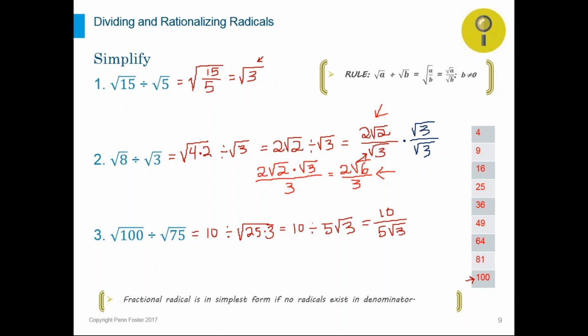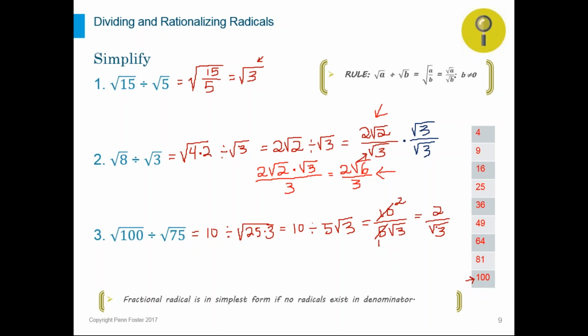So 10 divided by 5 square root of 3. The only thing I see that we are able to do is to simplify the 10 with the 5. If I divide by 5 on the top, that would be a 2. Divide by 5 on the bottom, it's going to be a 1, like we do with normal fractions. So now it's going to be 2 over the square root of 3.